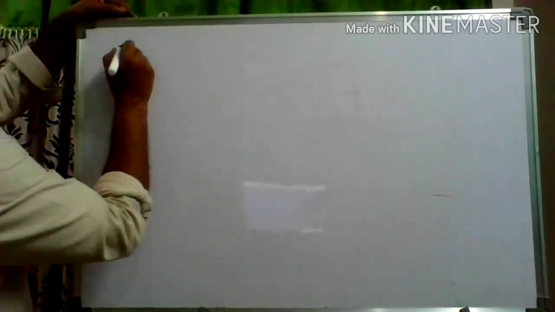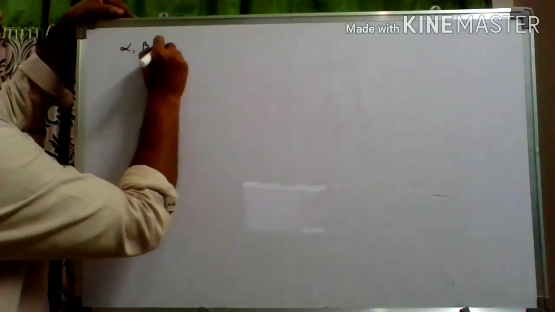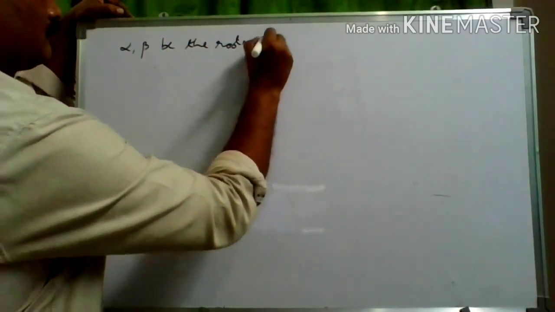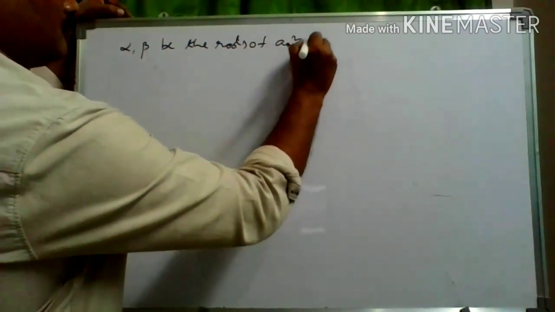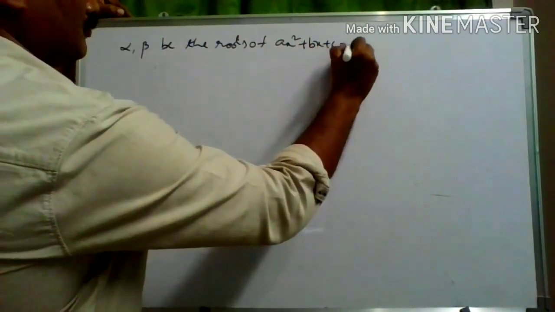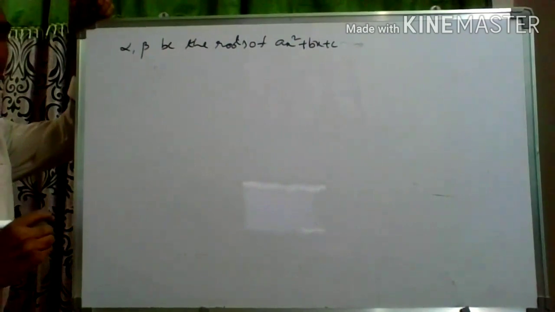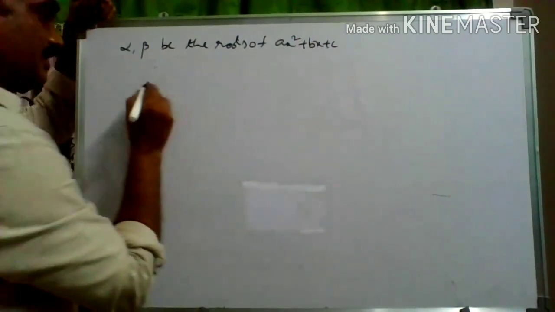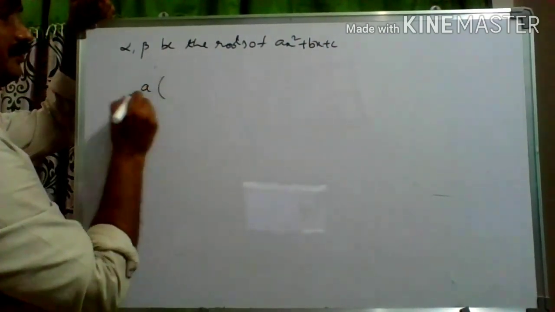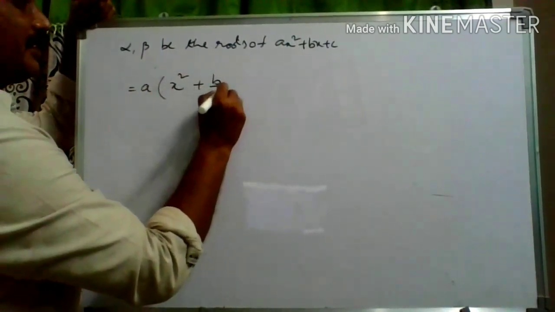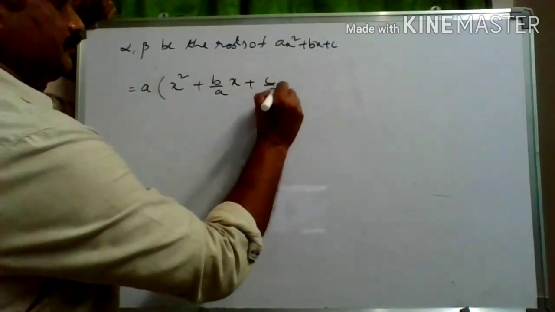Let alpha, beta be the roots of ax square plus bx plus c. Students, take a common: a into x square plus b by a into x plus c by a.